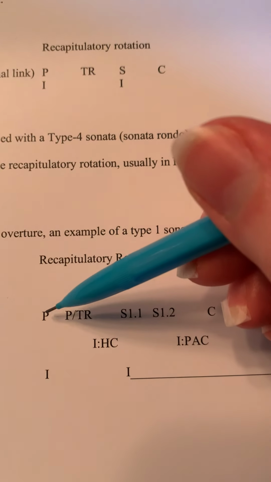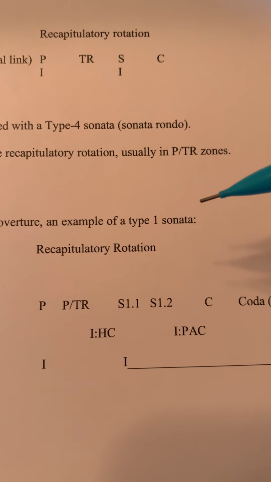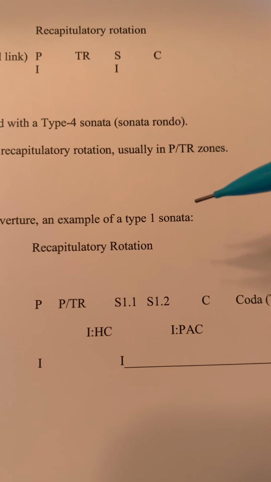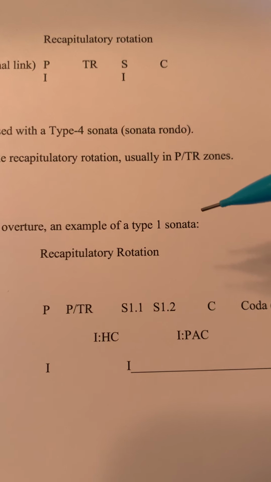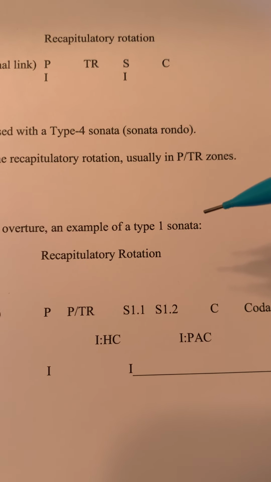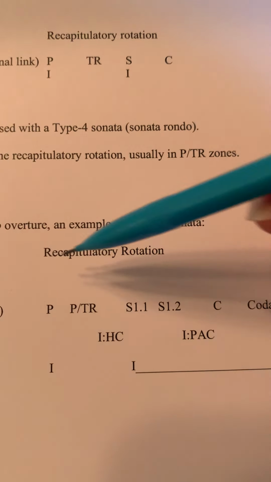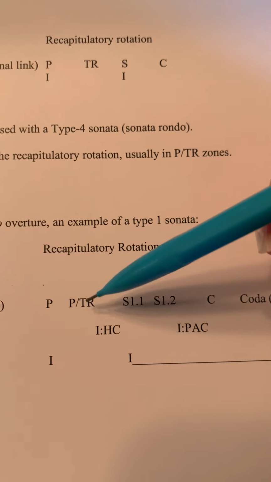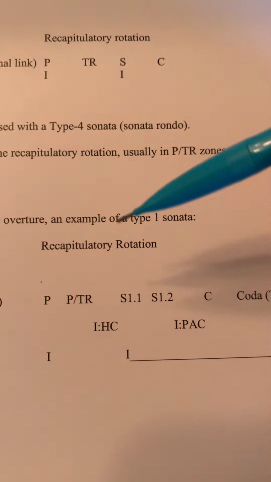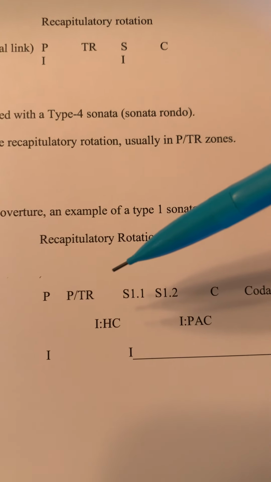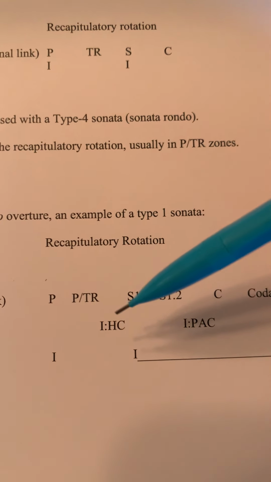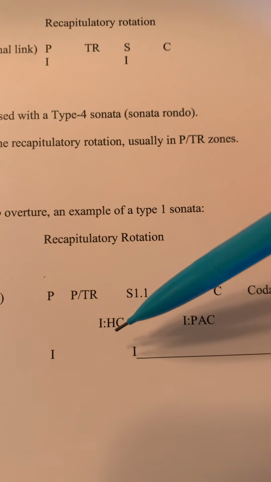So here we go. So now here's P again, but now we make it the transition. So it is dissolving one. There we go, medial caesura, S1.1.